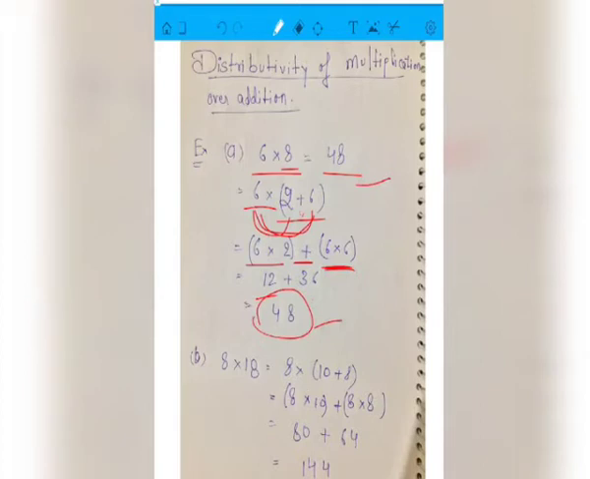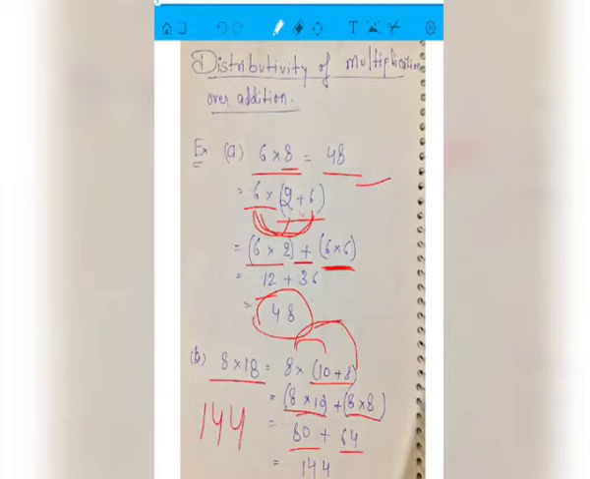Let's take another example. If I say 8 into 18, you can write 18 as 10 plus 8. You can also distribute this 8 if you want to. Now 8 into 10, then plus 8 into 8. So the answer will be 80 plus 64, that is 144. And if you multiply this number directly, you will get the same answer, that is 144.